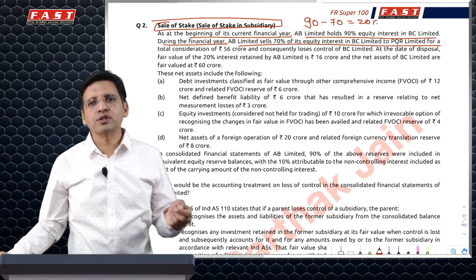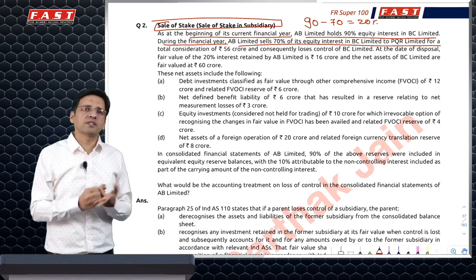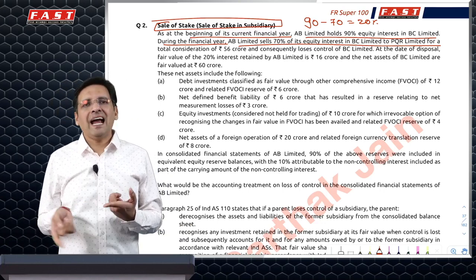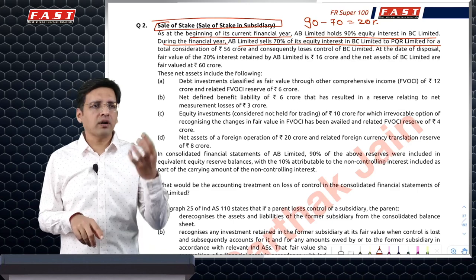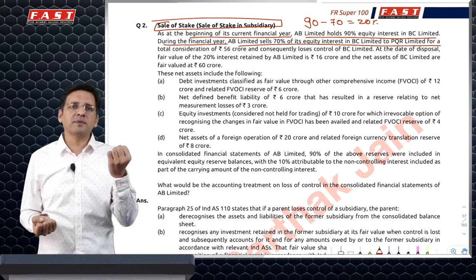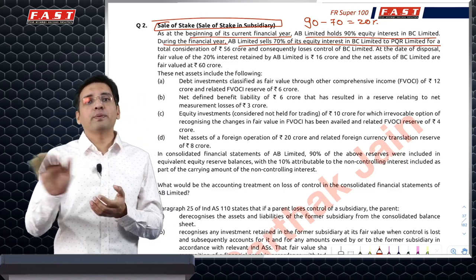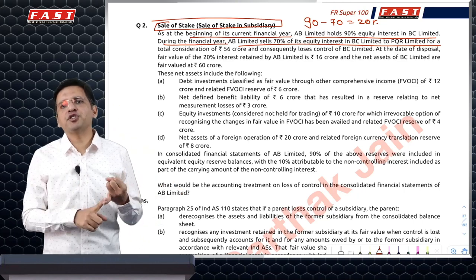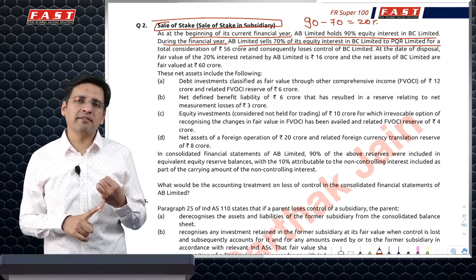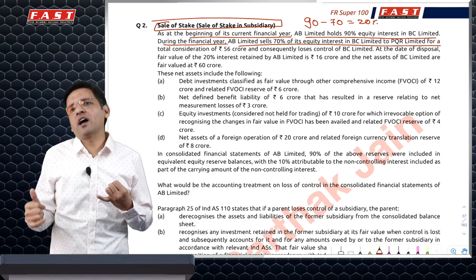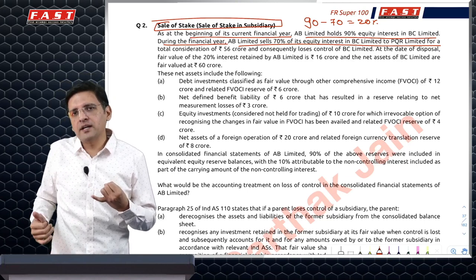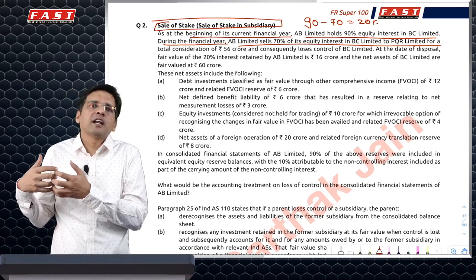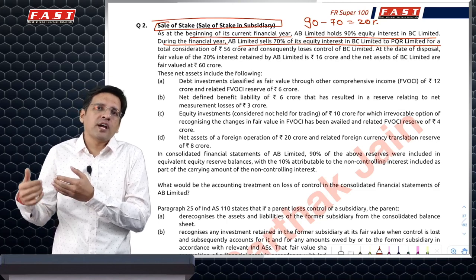Now, whenever I lose control, what do I do? I de-recognize all assets in the consolidated financial statement of the subsidiary, NCI, goodwill, and against that, whatever cash I have received, plus if I have retained any investment, I will recognize it at fair value. The difference goes to P&L. Plus, till now, from the subsidiary, if there has been any share in OCI which I have recognized, the parent's share of OCI will be reclassified. If it is OCI-R, to PRL; if it is OCI-NR, to reserves.